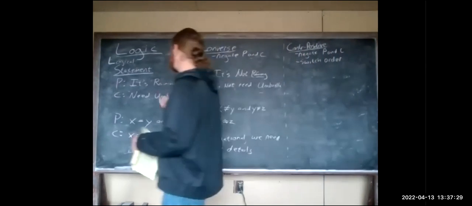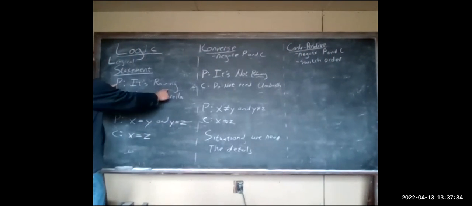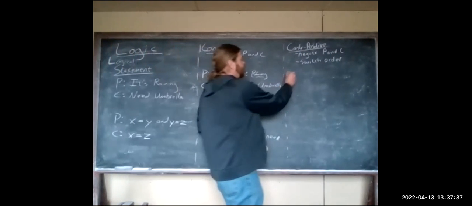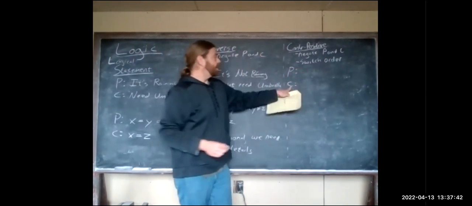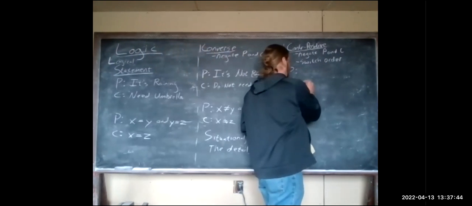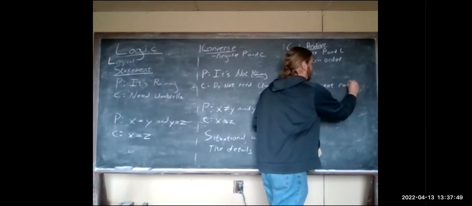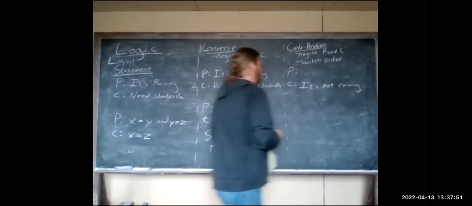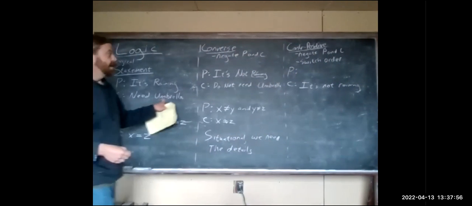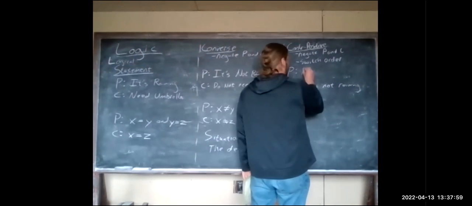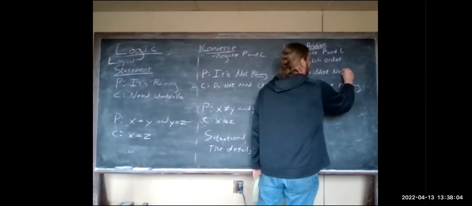So back to our original statement, it's our premise of it's raining. We negate that and make that our conclusion in the contrapositive. It's not raining. And same thing for our original conclusion from our logical statement. If we need an umbrella, then negating that is we do not need an umbrella.